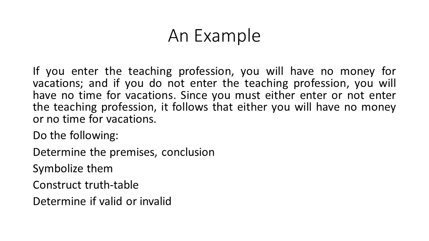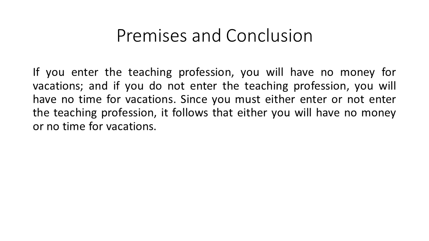Or rather, here's what you're going to do. Again, just to say it again, you'll determine the premises and the conclusion, you'll symbolize them, you'll construct the truth table, and then you'll determine if the argument's valid or invalid. Okay, so what are the premises and the conclusion of this argument?